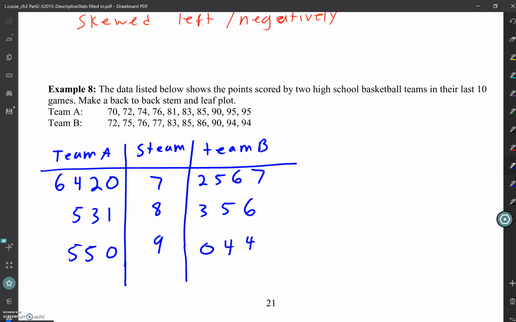say, well, they both have 4 games in the 70 range, 3 games in the 80 range, and 3 games in the 90 range. So it's just a quick way to compare the two teams. Other than that, it doesn't really tell me a whole lot.